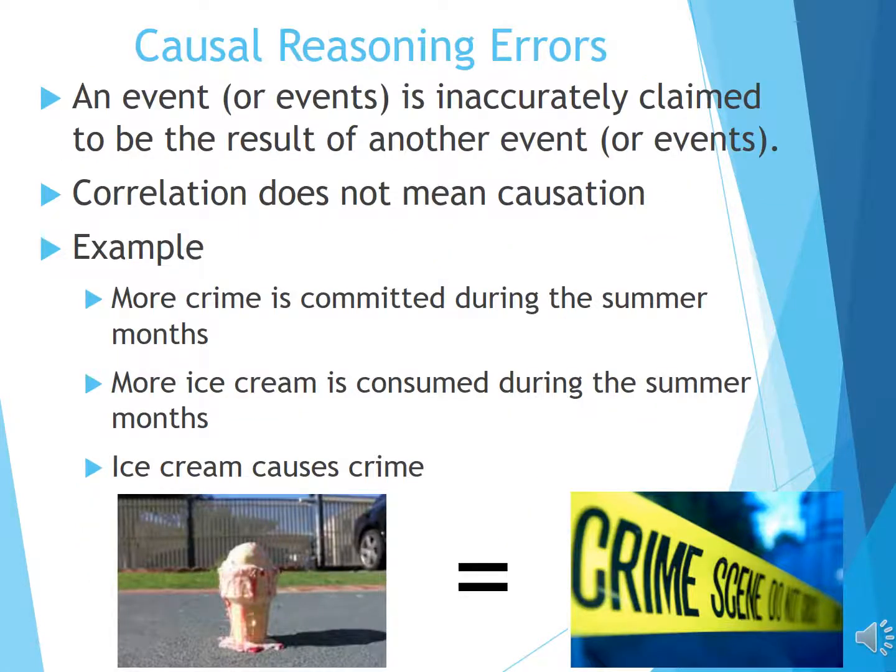A causal reasoning error occurs when an event is inaccurately claimed to be the result of another event. You might have heard it said that correlation does not mean causation. In other words, just because something is related or occurs together does not mean that one causes the other. Here's an example. We know that more crime is committed during the summer months. We also know that more ice cream is consumed during the summer months. So can one conclude that ice cream causes crime? Of course not.